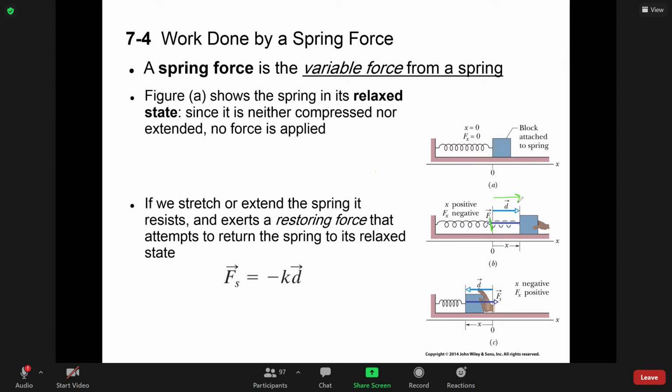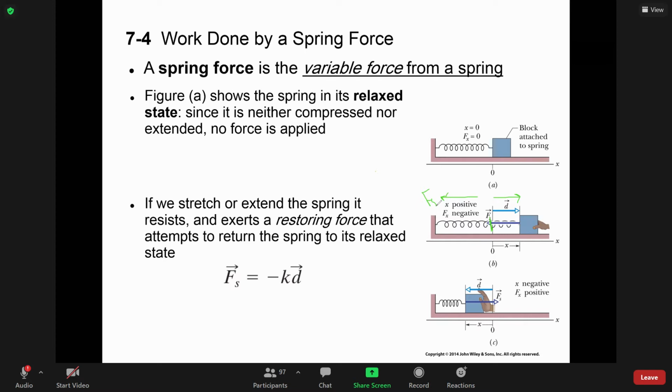Now, what will the spring try to do? The spring will try to return back. It's called restoring force. It's trying to go back to its original position. So where should the direction of the force done by the spring be? Left, opposite to the displacement. It's trying to go back. So the force done by the spring has to be in the opposite direction.